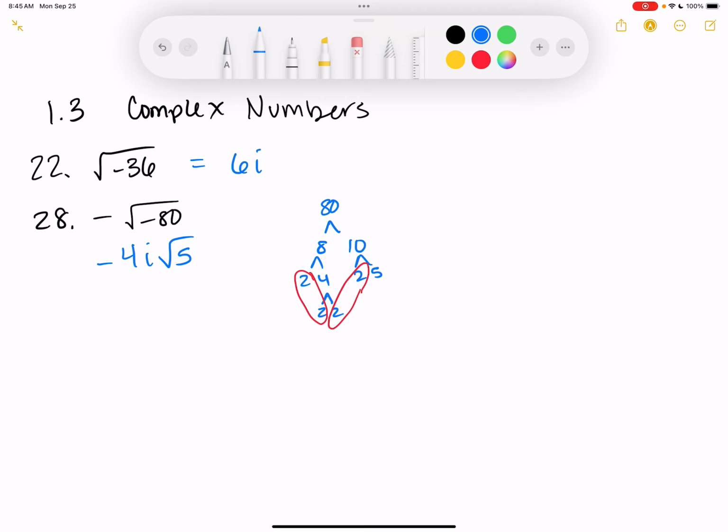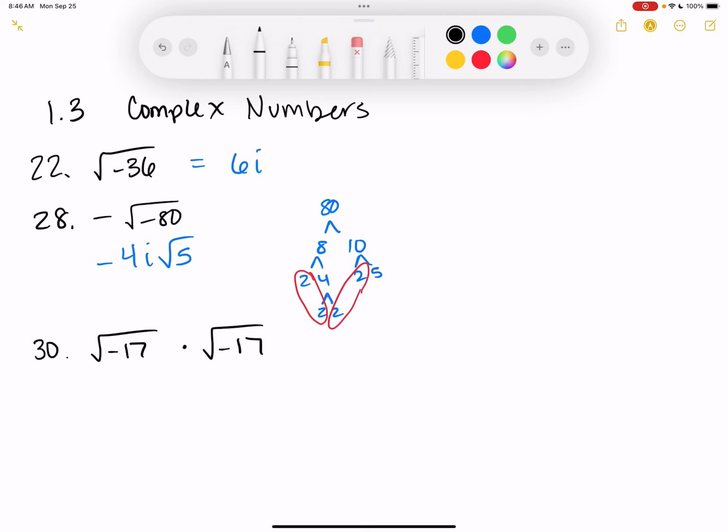Next one's find each product or quotient and simplify the answer. So 30, square root of negative 17 times the square root of negative 17. There's a couple ways we can think about this. We can go ahead and take the i out of each one, and get i square root of 17 times i square root of 17.